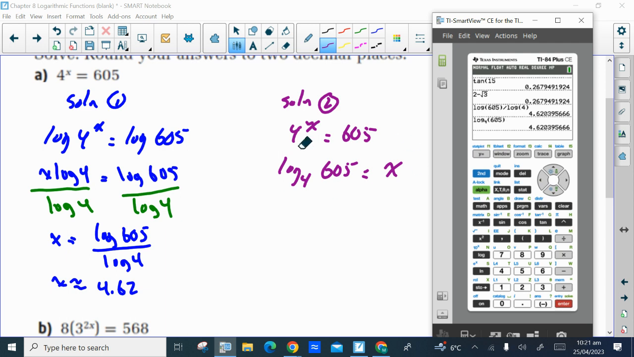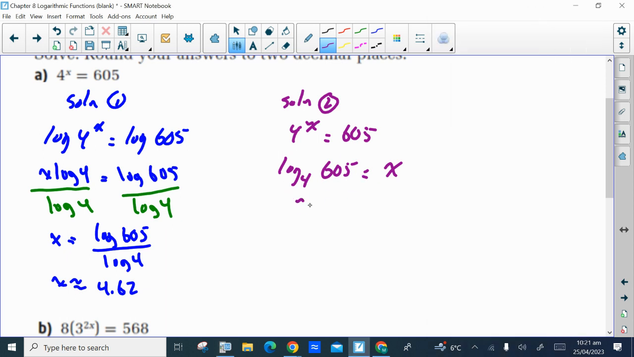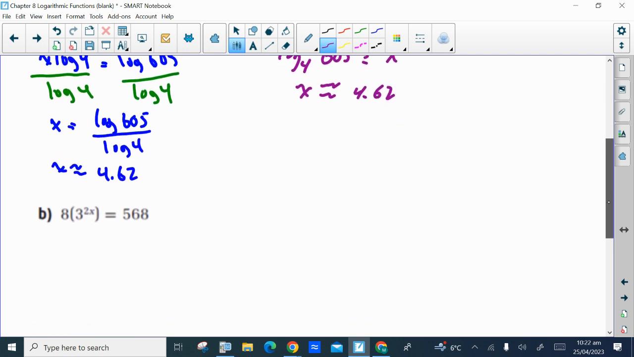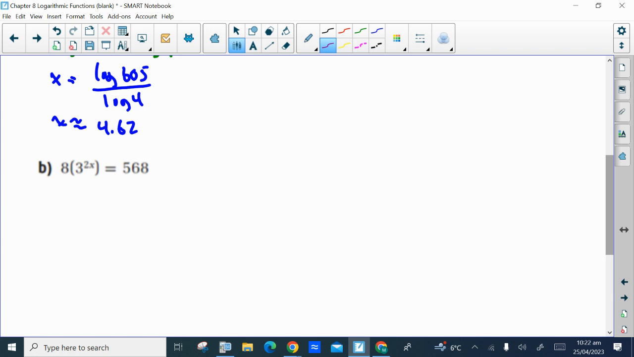What we have written down there is the exact value. You use the calculator to get it as a decimal, which you round to 2 decimal places, and get the same answer. Now the second way is a little bit quicker. You can see there are fewer steps there. So if we're going to do that going forward, you must get the exponential part by itself. So for question B, you would start by dividing both sides by 8 first.